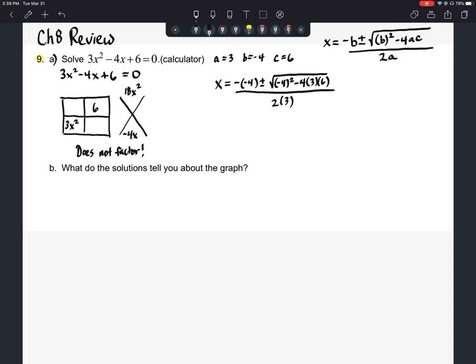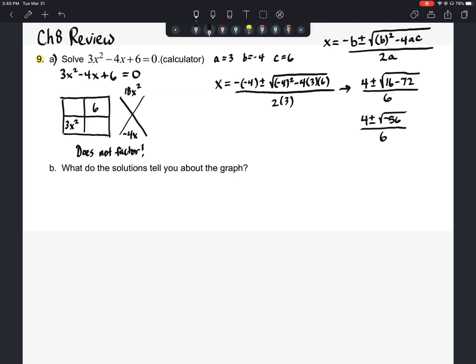All right, now let's just simplify it down. This would become a 4 plus or minus, and inside our radical we'd have a positive 16 minus, what is that, 12 times 6 would be 72. Right now it's all over 6. Well, 16 minus 72, I believe, is negative 56. I hope that's right. So we're thinking about the square root of negative 56, right?